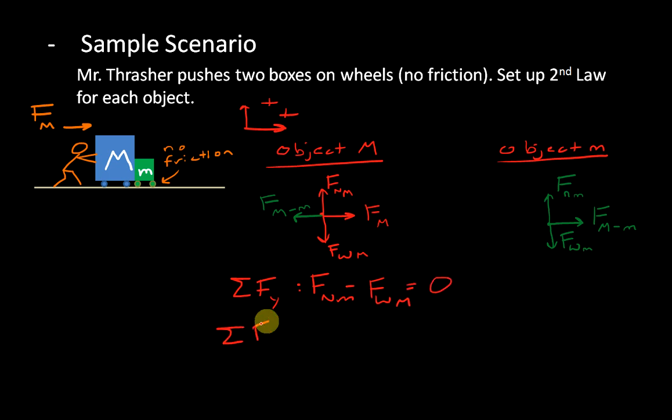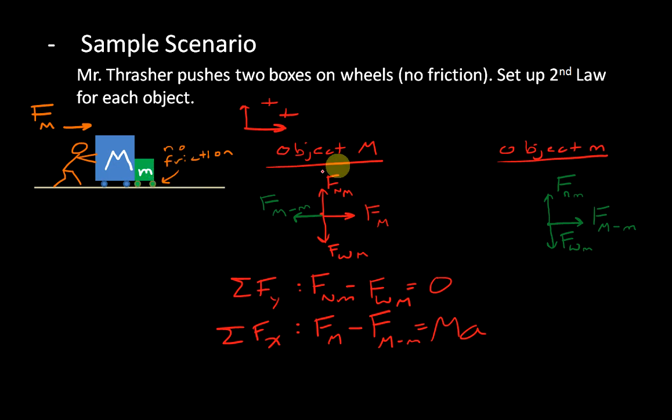Sum of the forces in the x direction. I could say Fm big M minus this one right here, Fm little m equals ma. In fact, I should even make sure that's a big M times a, because this is big M. I don't actually know, it didn't say in the problem if it's moving at a constant speed or not.